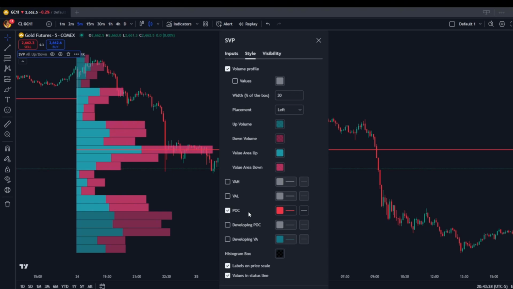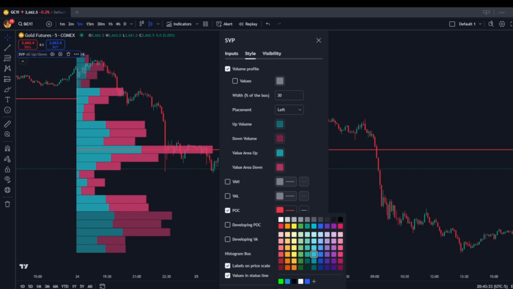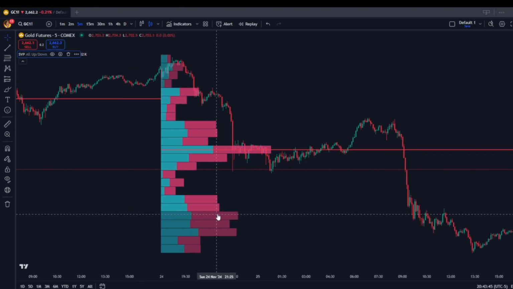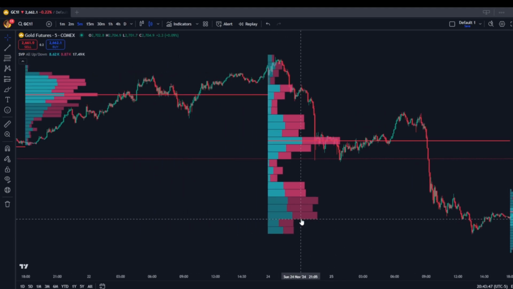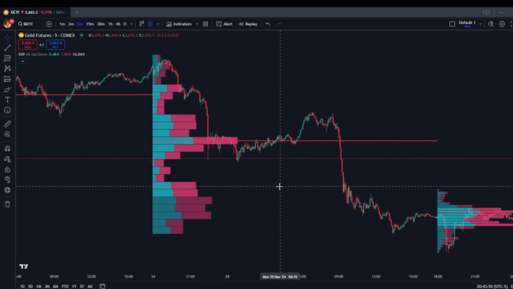Just get rid of those. Just use the POC line, whatever color you want. The histogram box, I like to get rid of. You want to click this and set the opacity to 0 so that you don't have this nonsense in the background. And ta-da, now you have your indicator set up, and you can mark your level.